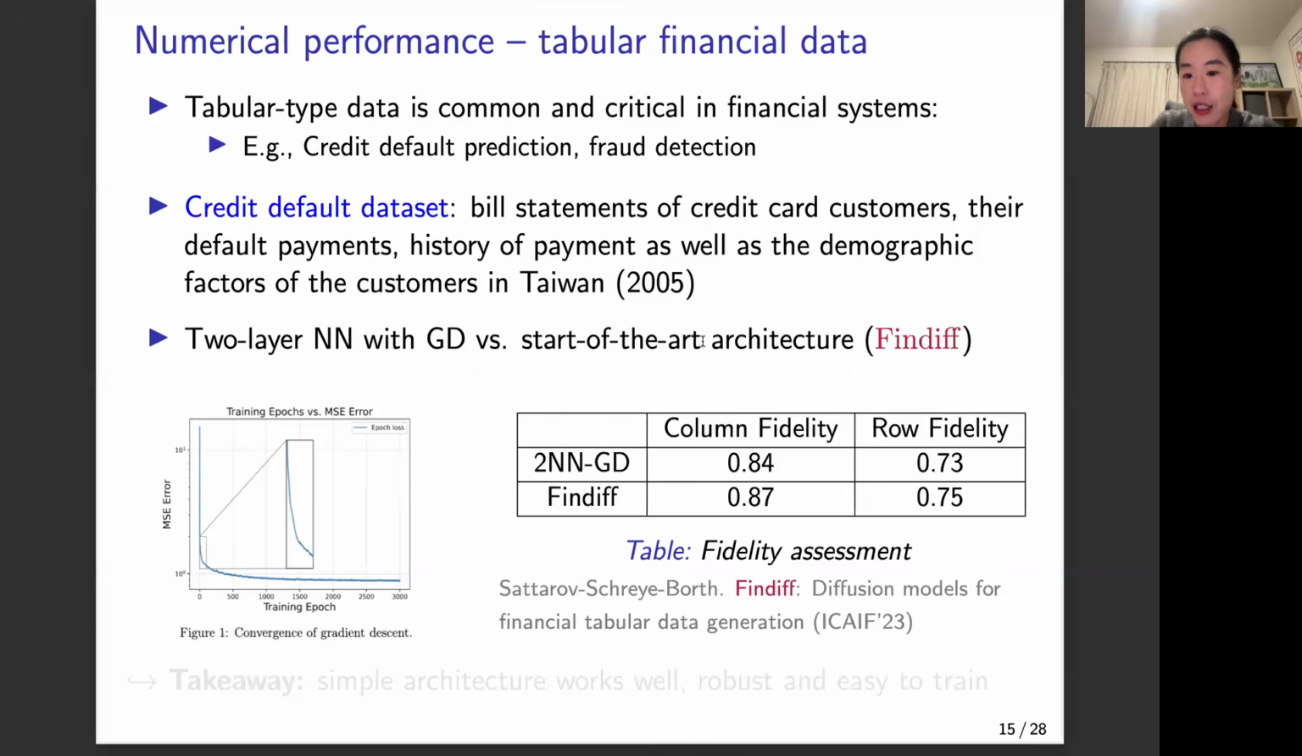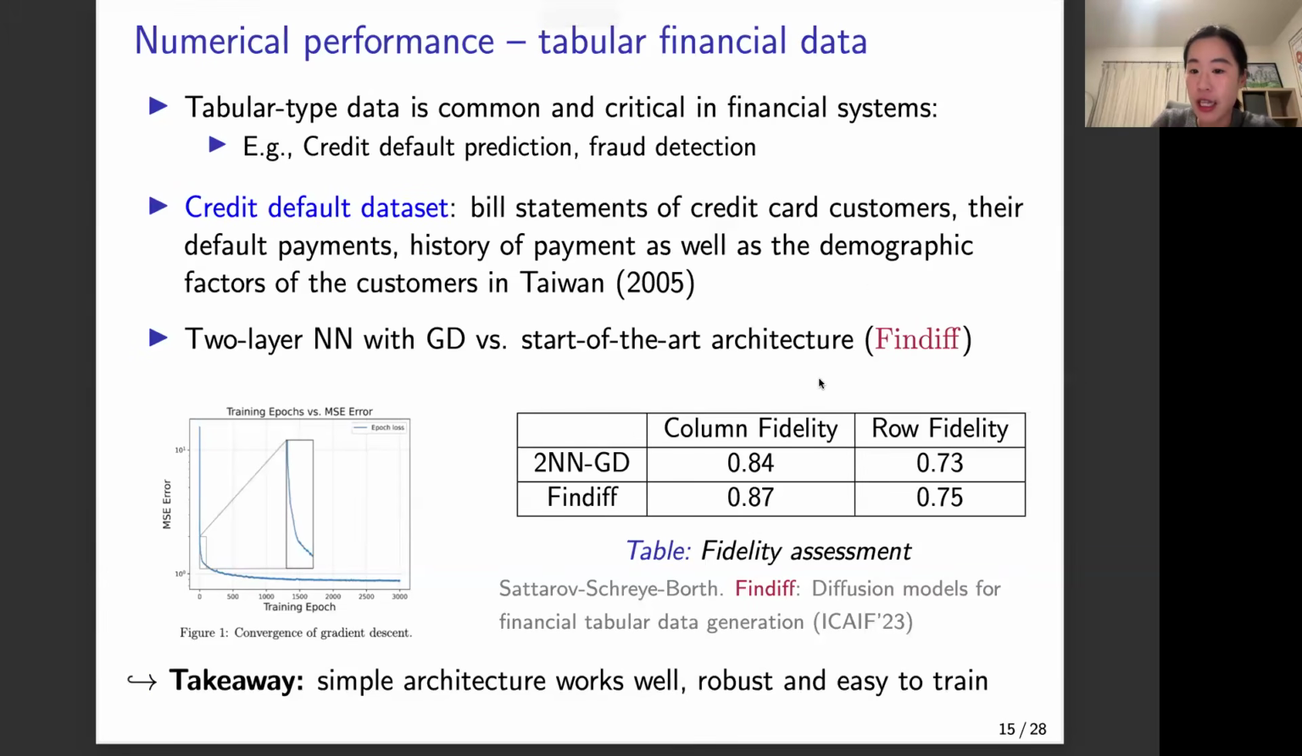In this paper, they proposed two types of fidelity, column fidelity and row fidelity. The higher the fidelity is, the more realistic the generated data is. So we can see that although our method with a two-layer neural network with gradient descent doesn't beat the performance of the state-of-the-art result, it gets very close. Remember that FinDiff is a very sophisticated design, and for us, we just use the simplest thing we can think about, which is consistent with the theoretical framework.